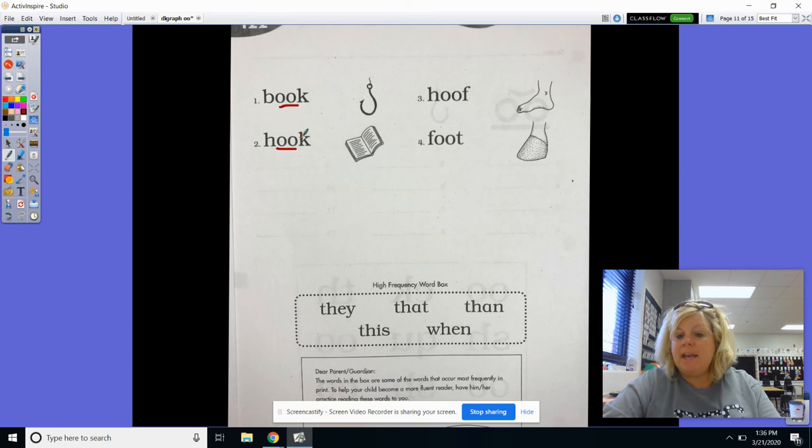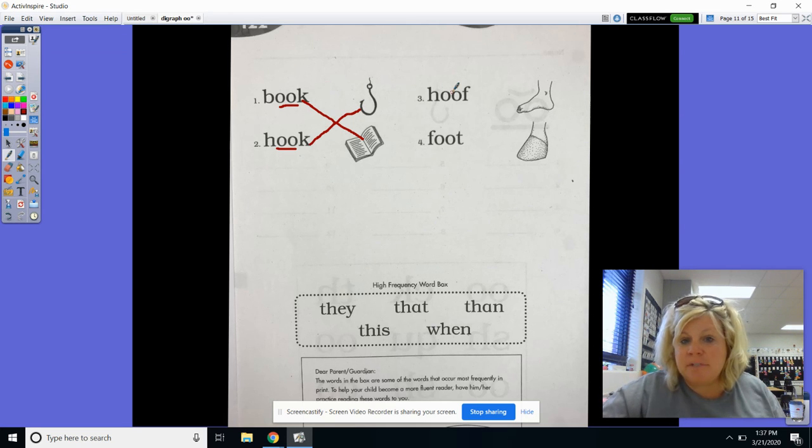Hook. Hook. Now, just like we've done in the past, let's draw a line from our word to our picture. This is a hook. This is a book. Oh, what do you notice about those words? They're rhyming words. So we're going to draw a line from the word book to the picture of the book. We're going to draw a line from the word hook to the picture of the hook. Okay? What letter did we just form here? We drew an X.